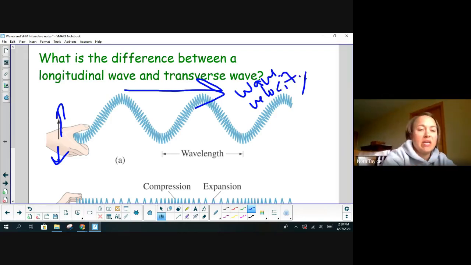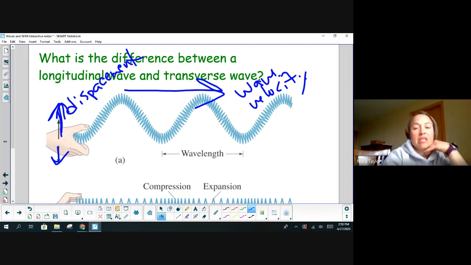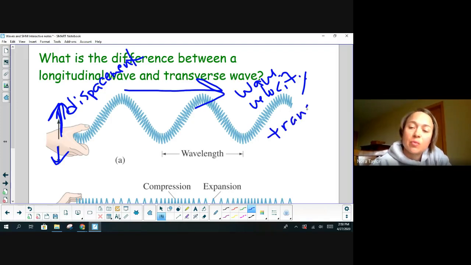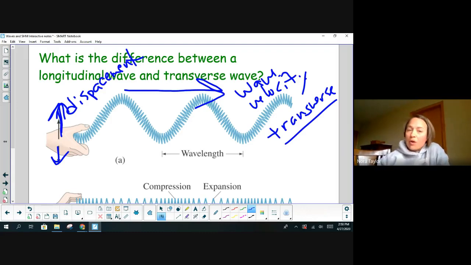And this movement here, that up and down movement of our hand, is called the displacement. We've had that word before, right? And notice how the wave velocity is perpendicular to the displacement. That's called a transverse wave. These are the most common types of waves. Water waves and light waves are all examples of transverse waves.